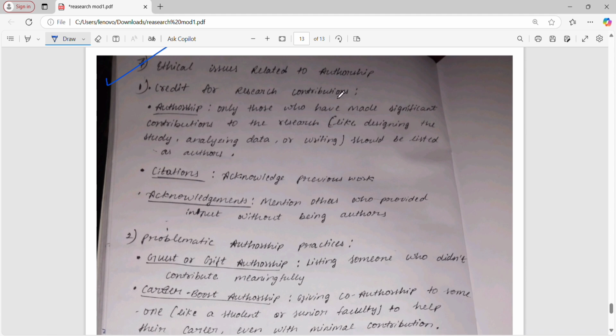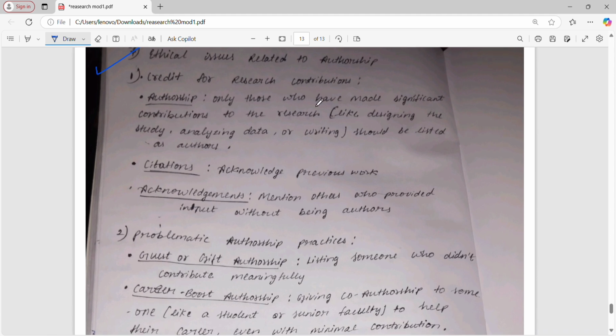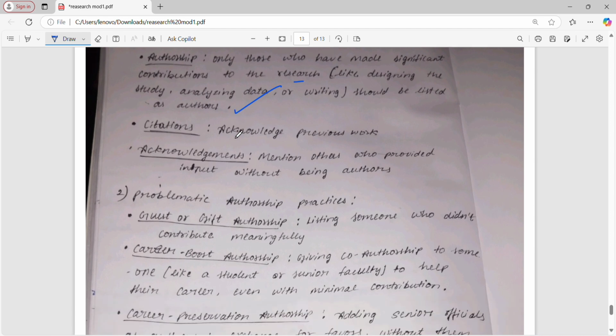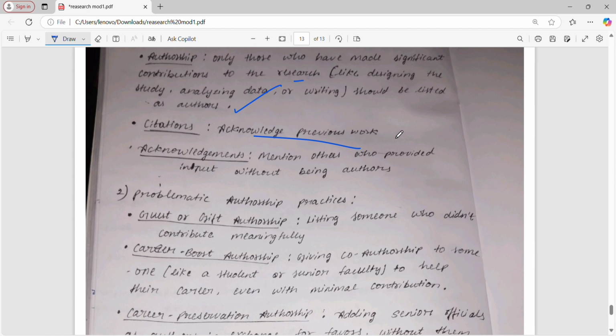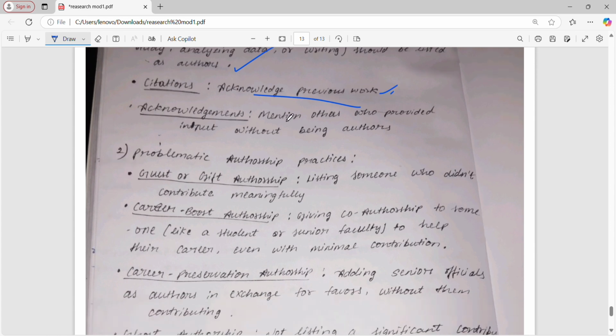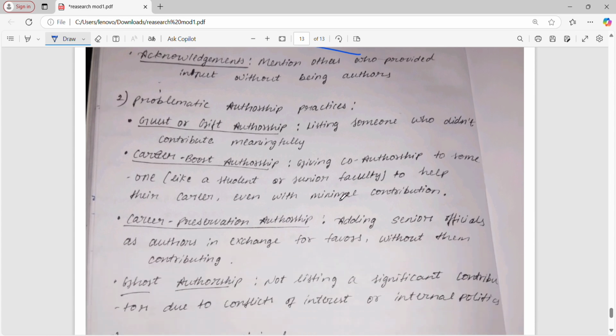Author credit for research contribution. Authorship: only those who have made a significant contribution to the research should be listed as authors. Citation means acknowledging previous work. Acknowledgement means mentioning others who provided input without being authors.